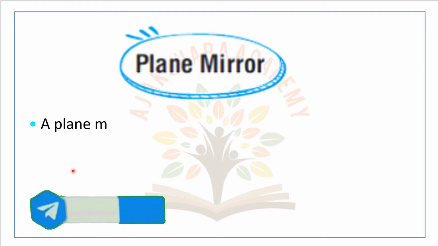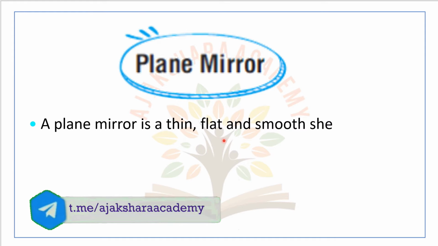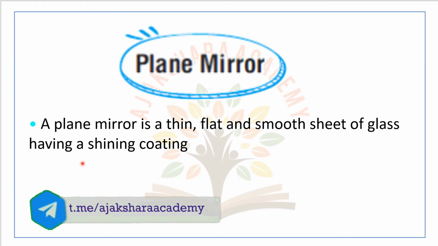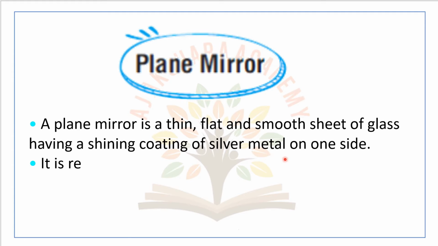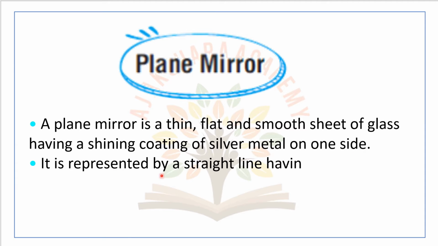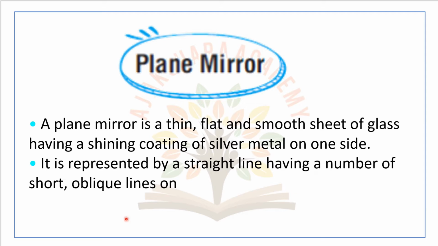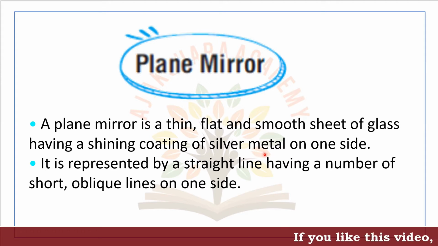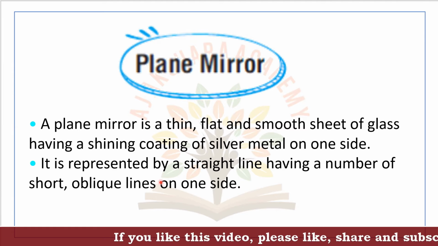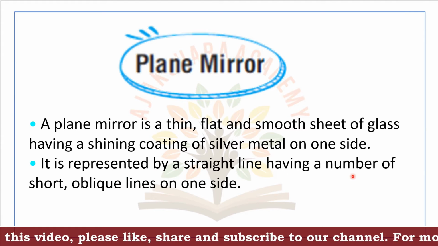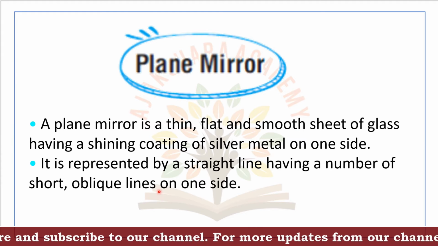Plane mirror. A plane mirror is a thin, flat and smooth sheet of glass having a shining coating of silver metal on one side. It is represented by a straight line having a number of short oblique lines on one side. So, one side should be coated with the silver metal, it is shining, and it is represented by a straight line having a number of short and oblique lines on one side.